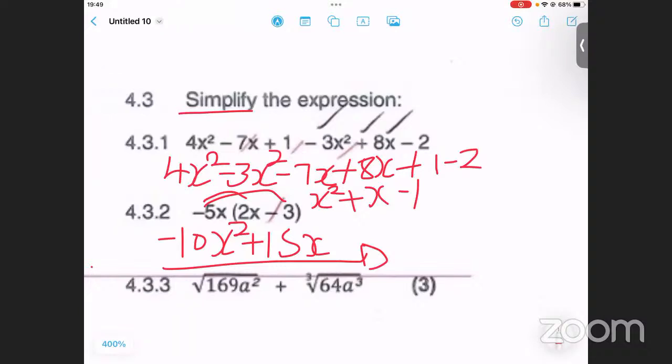Ma'am, I found the square root of 169a squared, which gives me 13a, and then I've plus, and then I found the cube root of 64a cubed, which gives me 4a.